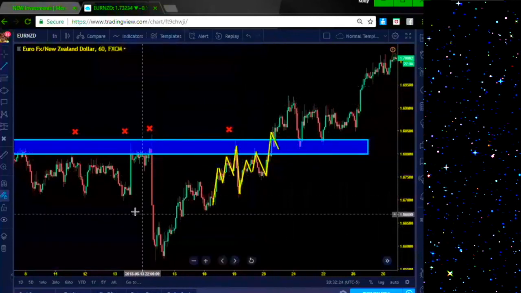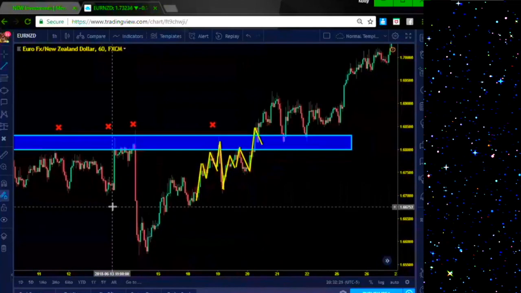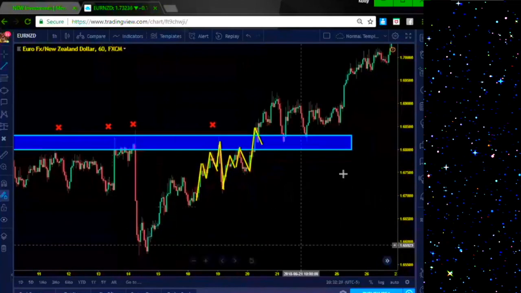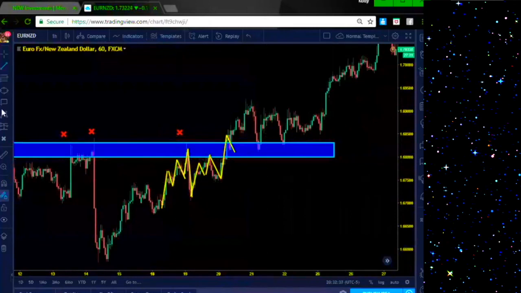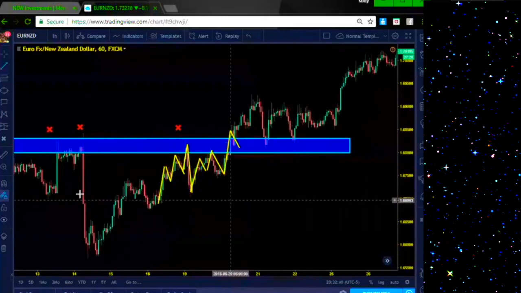Okay, so I want y'all to see, and this is the key, guys. You need to know when it works and when it doesn't. Be prepared. You're going to lose some trades, but all in all, guys, you have seen it's going to help a lot. You're going to be a lot more profitable.